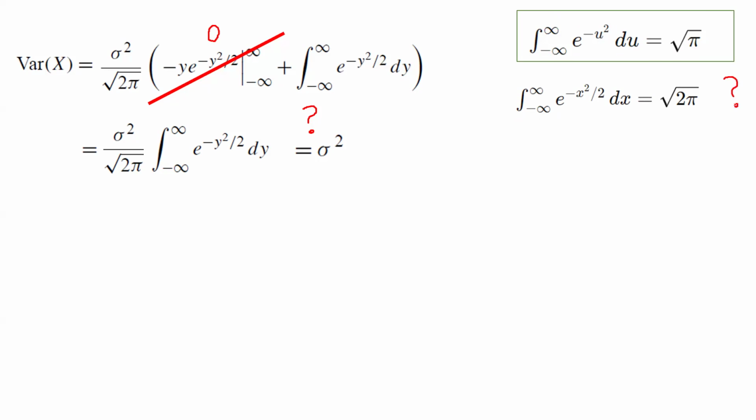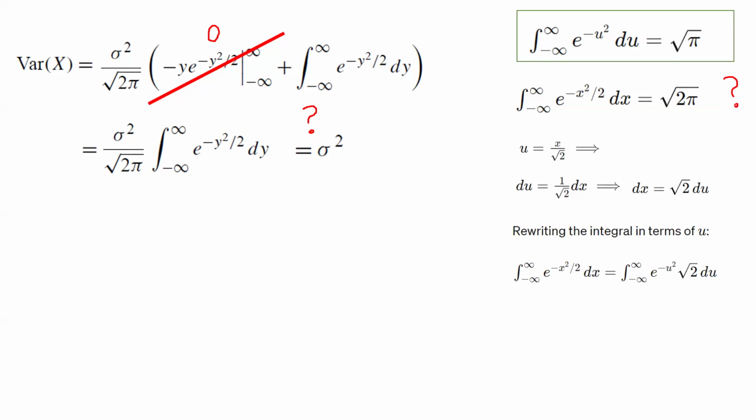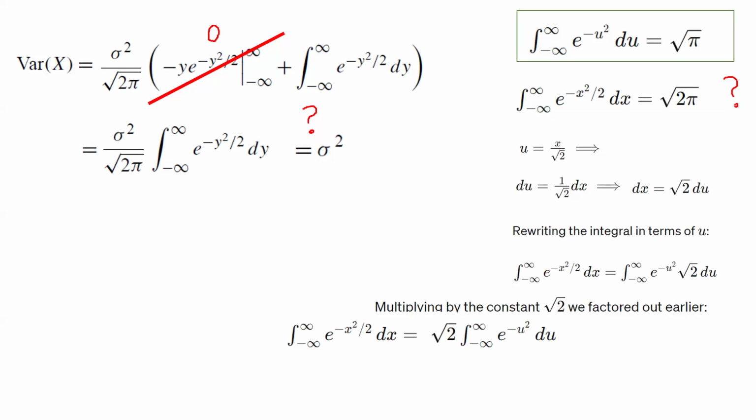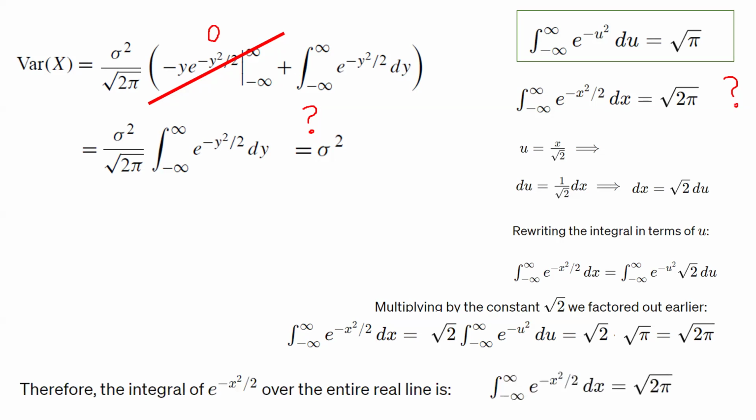To show this, we're going to do a little bit of substitution. Let u be x divided by square root of 2. du is 1 over square root of 2 dx. So dx is square root of 2 du. So your integral of e to the power negative x squared divided by 2 dx becomes the integral of e to the power negative u squared times square root of 2 du, which basically is square root of 2 times the integral of e to the power negative u squared du, which is square root of 2 times square root of pi, or square root of 2 pi. So we just calculated the integral here.